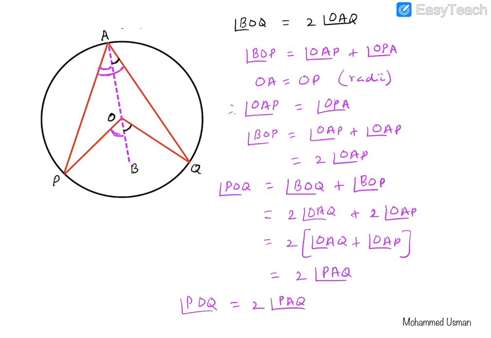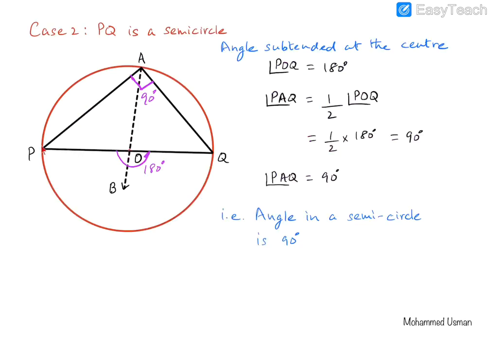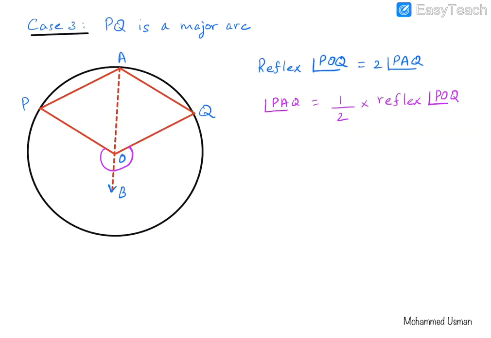Okay, and we have seen it for 3 different cases. The first case, we took the angle subtended by the minor arc. In the second case, we took the angle subtended by a semicircle. That means both the arcs were of the same length, in which case we got the angle subtended by the semicircle as 90 degrees. And in the third case, we took the angle subtended by the major arc, in which case the angle subtended at the center is the reflex angle POQ, not the angle inside here, but the reflex angle POQ. That should be twice the angle subtended at the circumference of the circle.